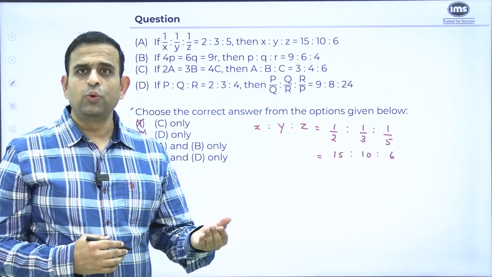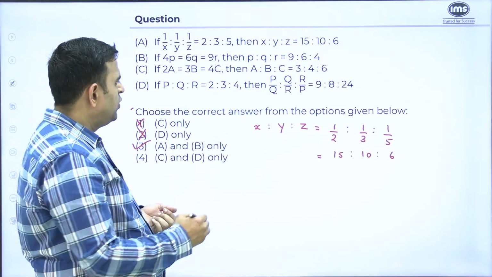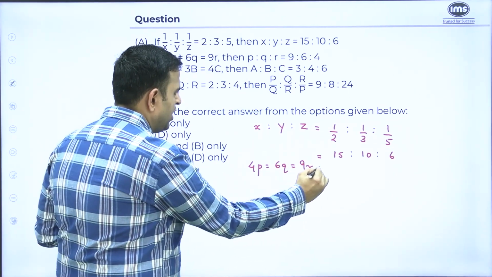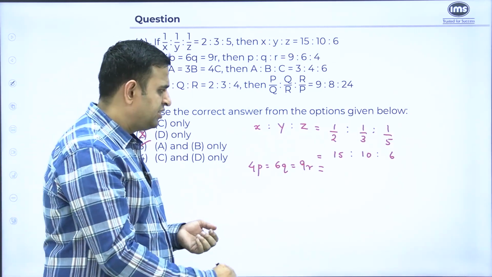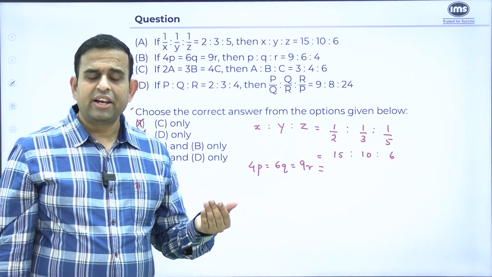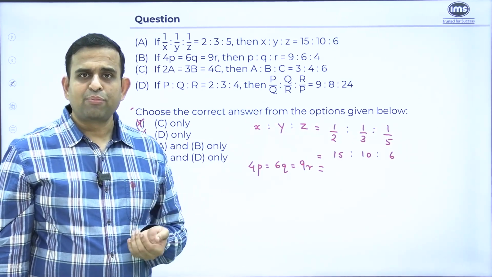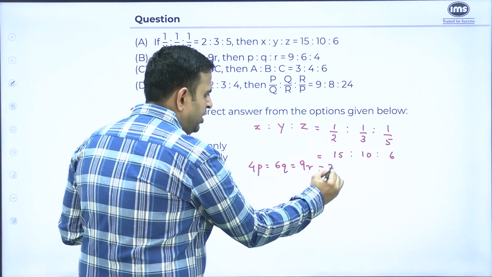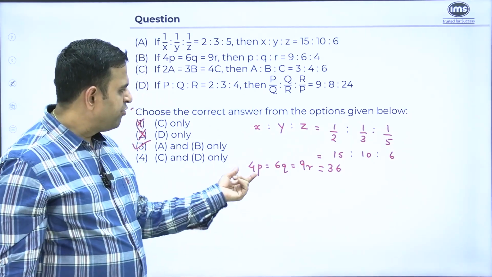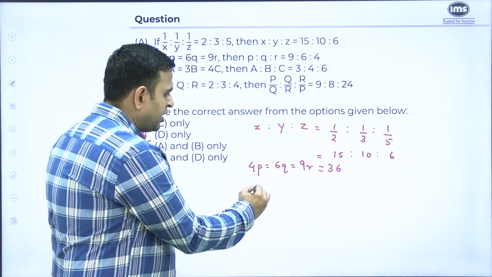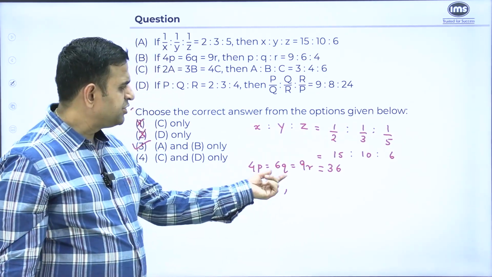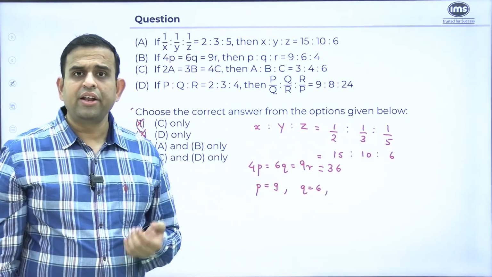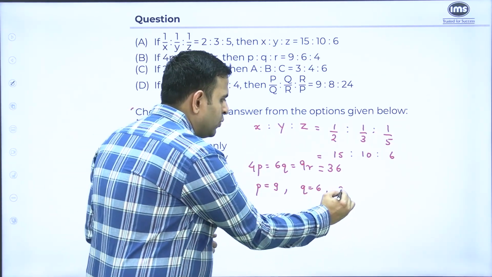Now just to add whether B is true or not, what is given for B? 4 into P is equal to 6 into Q is equal to 9 into R and equal to what? If I think about a number, let's say, which is a multiple of 4 and 6 and 9, the LCM of 4 and 6 happens to be 12. The LCM of 12 and 9 happens to be 36. So if I equate each of these to be equal to 36, then one can say if 4p is 36, p becomes equal to 9. If 6q is equal to 36, q will become equal to 6. If 9r is equal to 36, your r will become equal to 4.